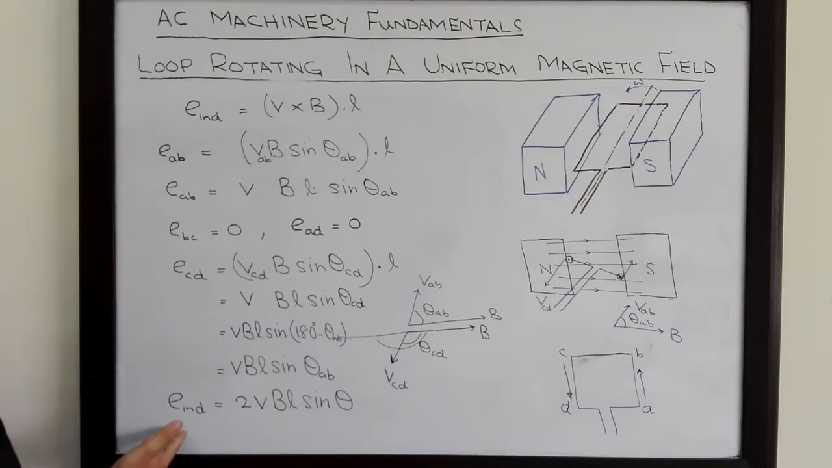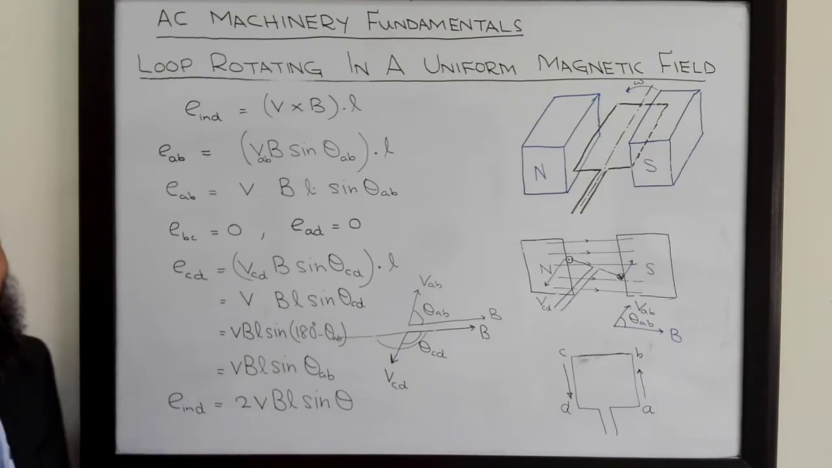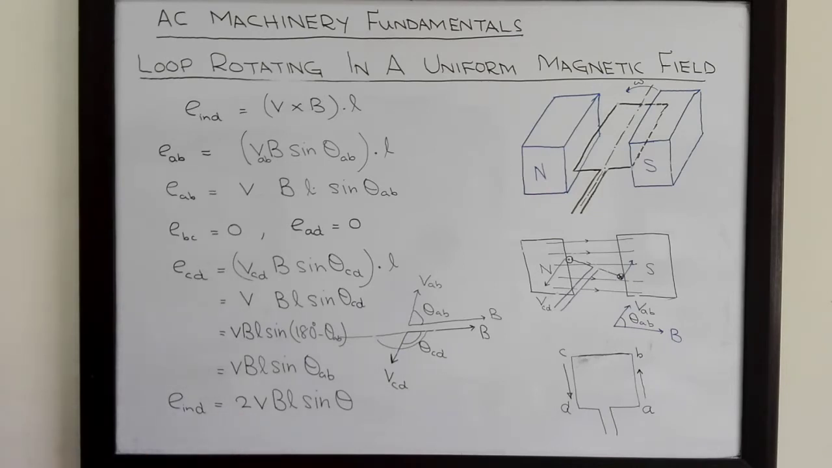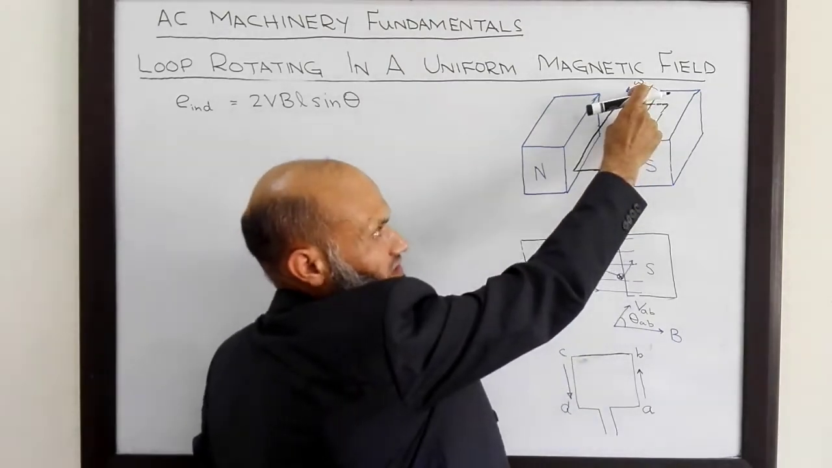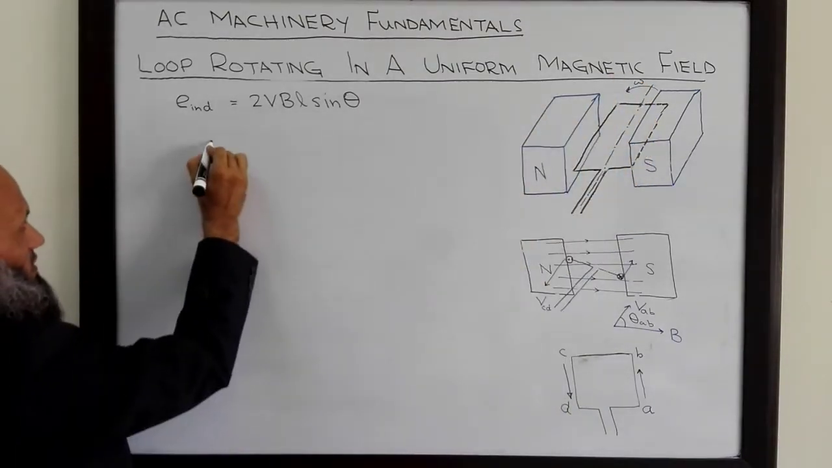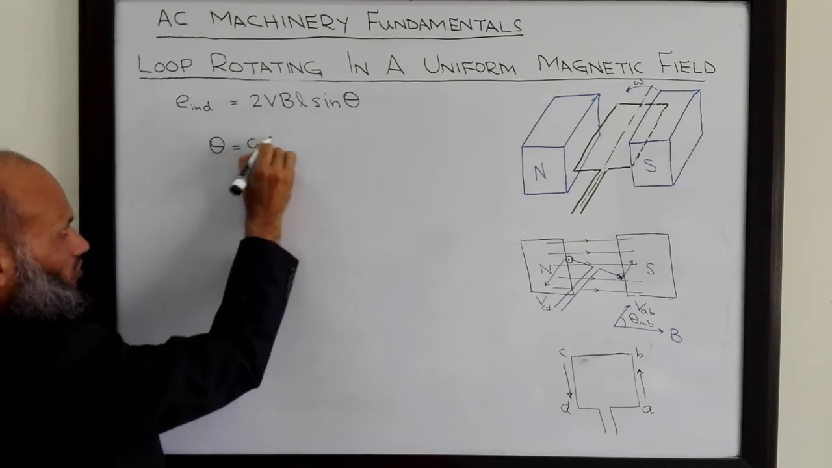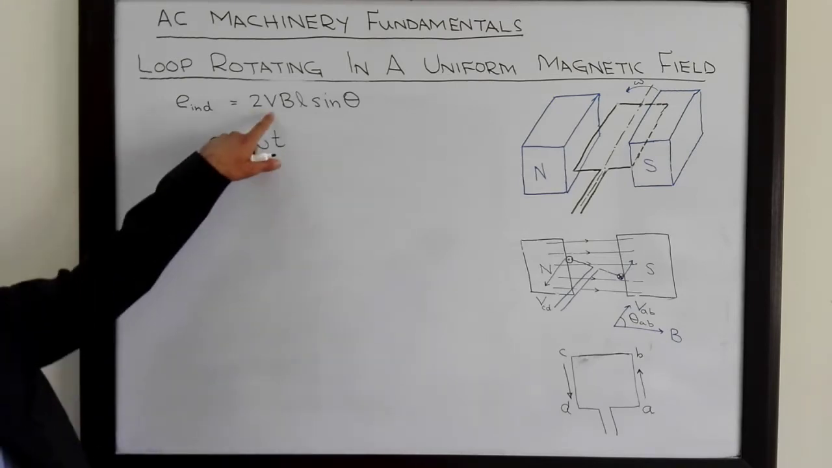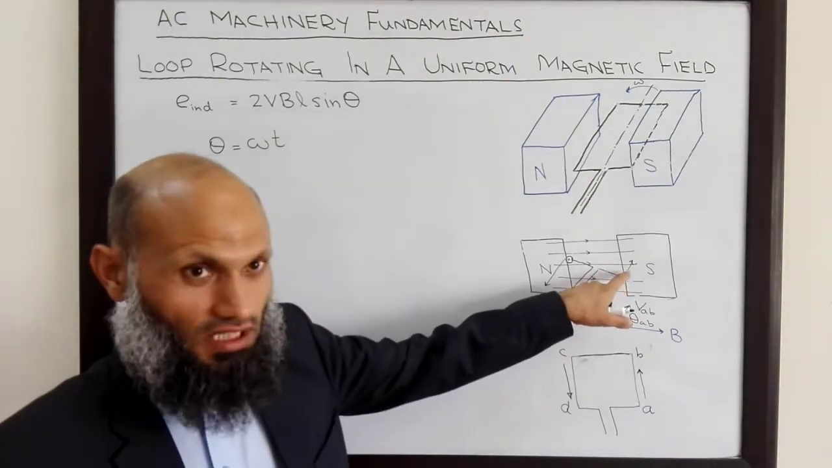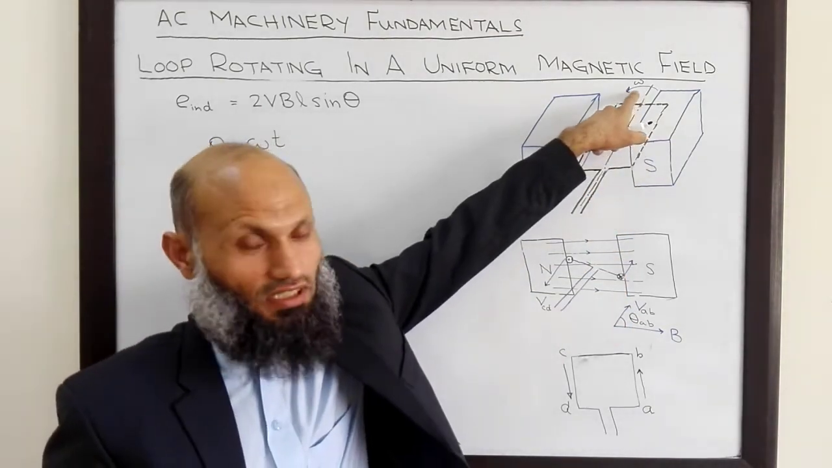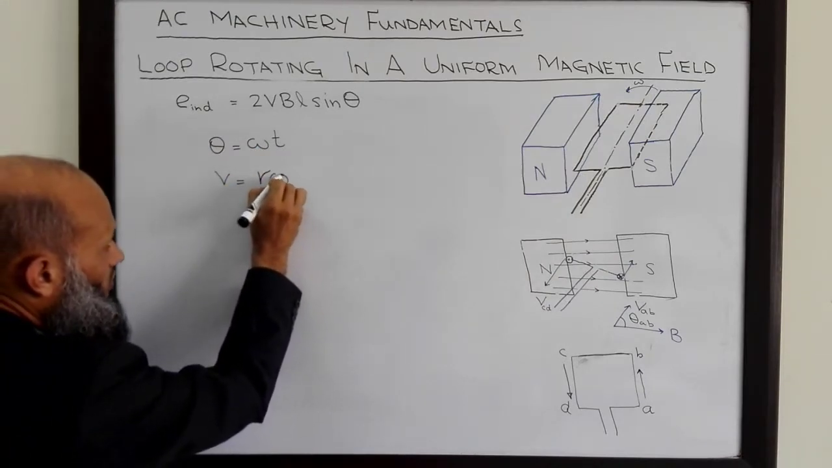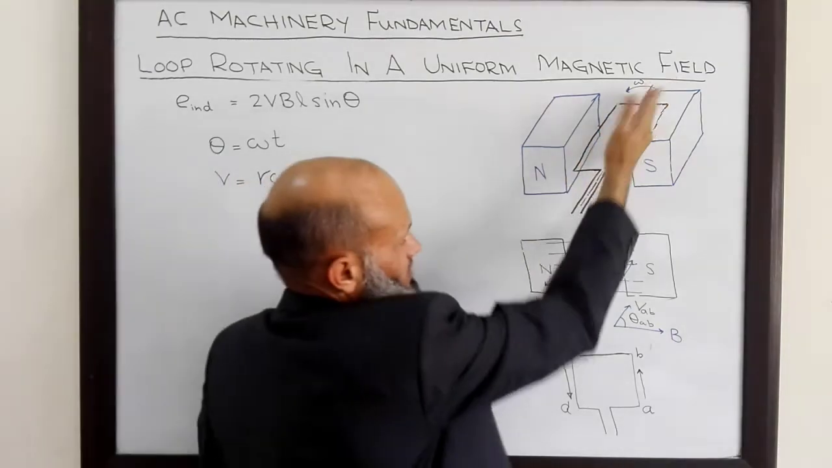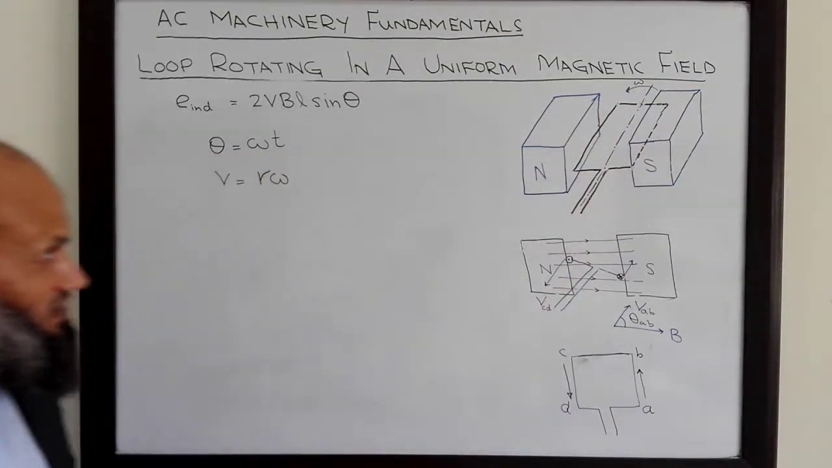Let's rewrite this expression in a form which will be more convenient when we shall be talking about real AC machines. Here theta is the angular orientation of this coil, that is related with angular velocity. We know that theta is equal to omega t. Furthermore, the linear velocity of this conductor is also related with the angular velocity, that is V is equal to R omega, where R is the radius, this length is R, this length is R.